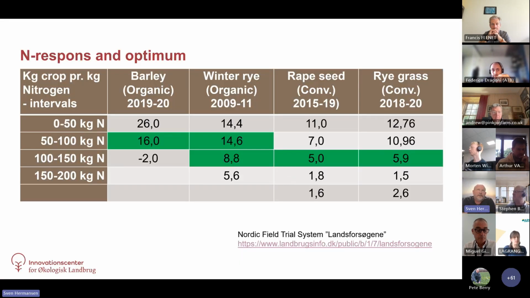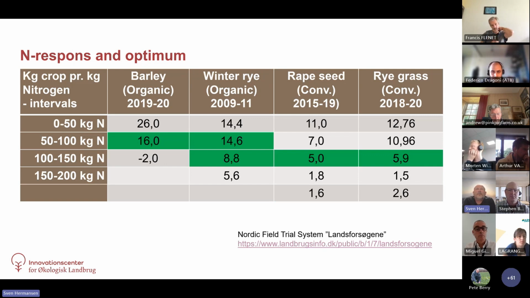Then back to how we could work this in the advisory business. This is more or less the same thing. You have this response curve. You have 4 crops here: the barley, the winter rye, the rapeseed, and the ryegrass for seeds, which are quite big crops in Danish farming.